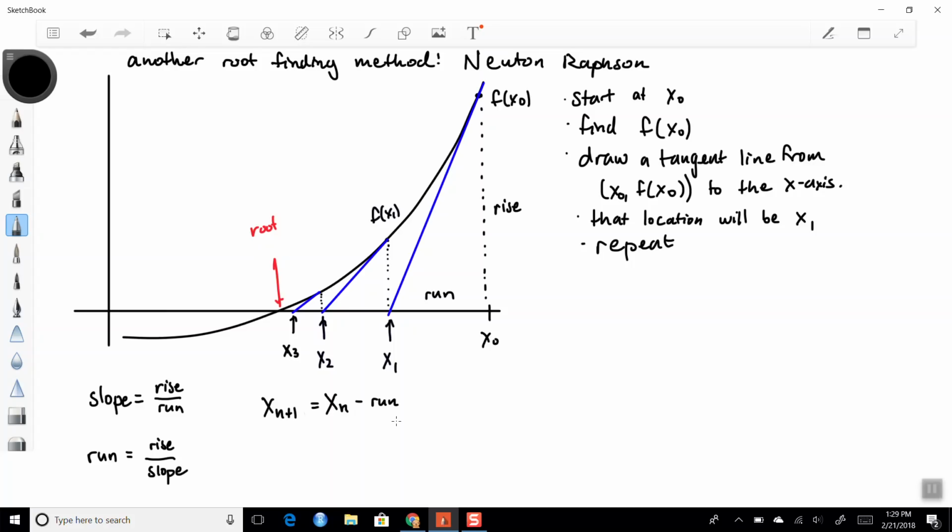The run is equal to the rise divided by the slope. Okay, what is the rise? The rise is equal to f at x sub n. And what is the slope? The slope is going to be f prime at x sub n.